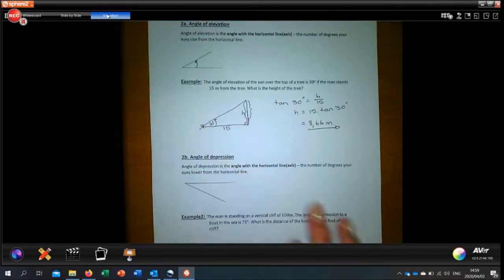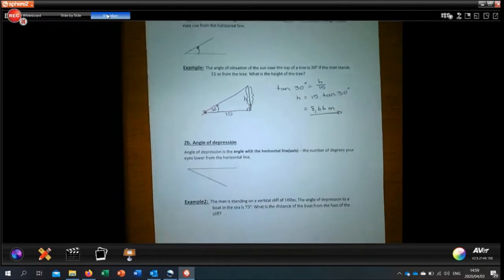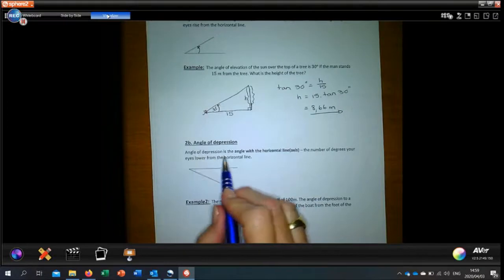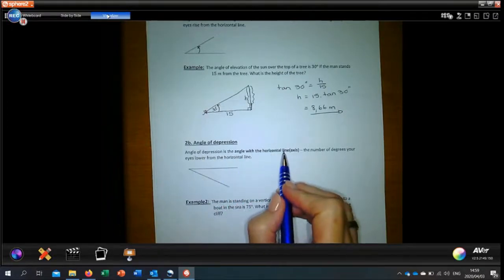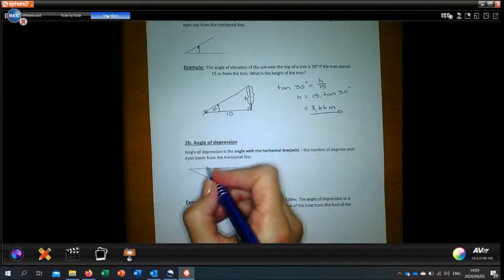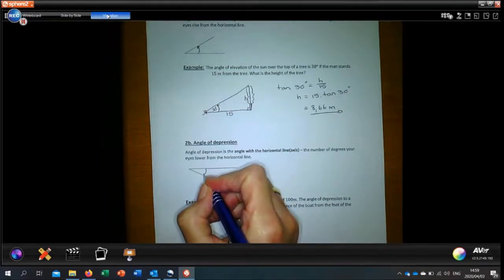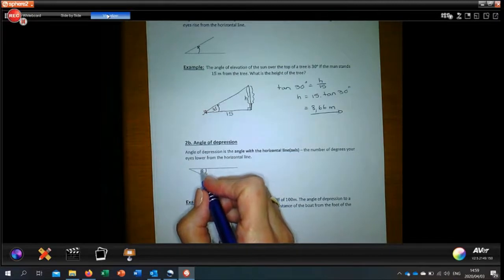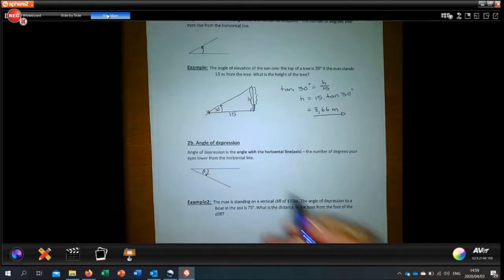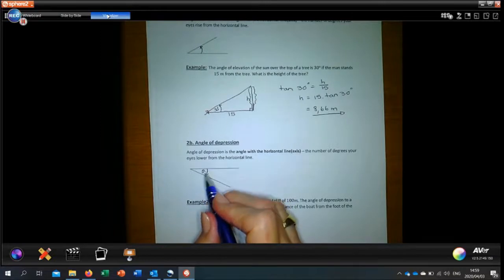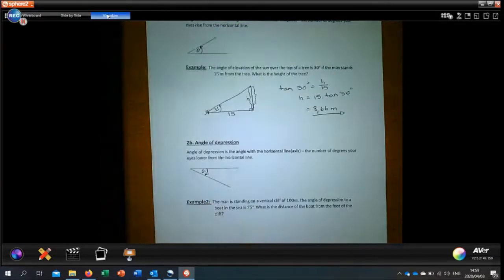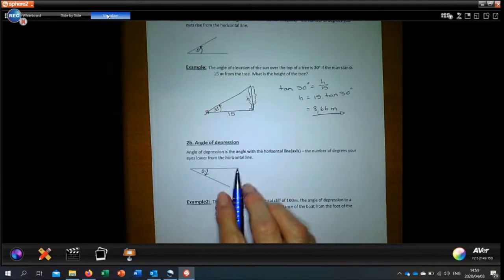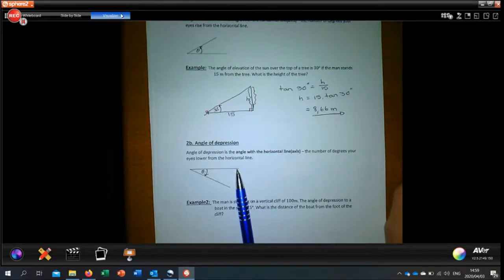Now the more difficult one. Although the definition is not that difficult, the interpretation of this is most of the time difficult. Angle of depression is the angle with a horizontal line, the number of degrees your eyes go down if I'm looking at anything. So there is my angle of depression. Now, I know it looks very similar to my previous one, and it sounds very easy and obvious when we look at this.